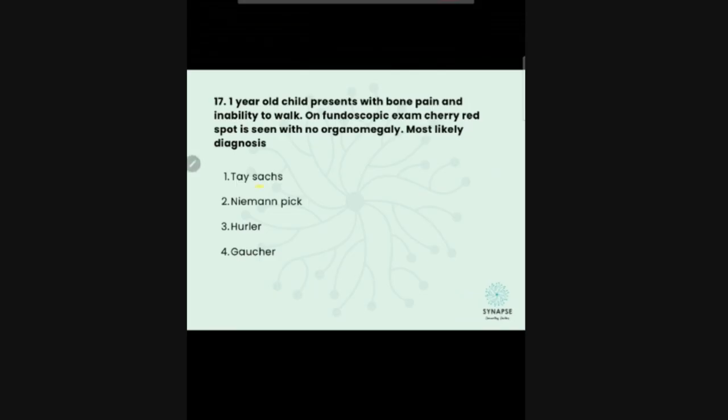First option, Tay-Sachs. Only in Tay-Sachs you will not have organomegaly. Tay-Sachs comes under gangliosidosis. So in GM1, GM2 gangliosidosis, especially Tay-Sachs, you will not have organomegaly. Sandhoff is hexosaminidase A and B deficiency, and in Sandhoff you will have splenomegaly. Since there is no organomegaly and a cherry spot is given, our answer would be Tay-Sachs.